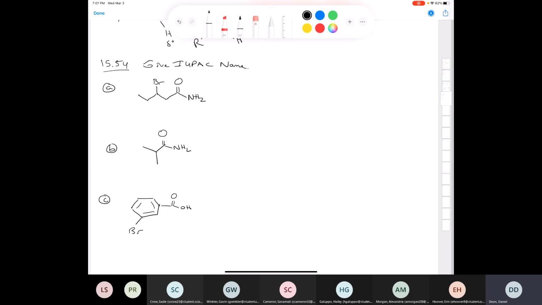So this is some kind of amide. Remember, if we were to have the carboxylic acid, so with 1, 2, 3, 4, 5 carbons, this would be pentanoic acid. We remove oic acid and we replace it with amide, pentanamide. So this is some kind of pentanamide. And we have a bromine at carbon 1, 2, 3. So this is 3-bromo pentanamide. Okay, let's take a look at the next one.